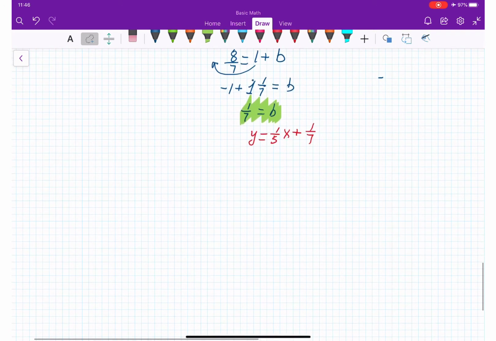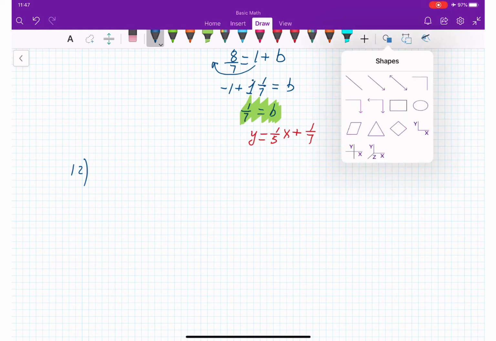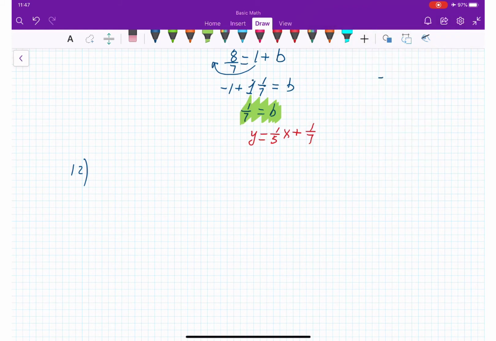Okay, moving to question number 12. What are we getting here? So now we are going to work in a different way. We are given the graph of the line, and we need to find the equation of the line based on the graph. All right, let's do it. First one.